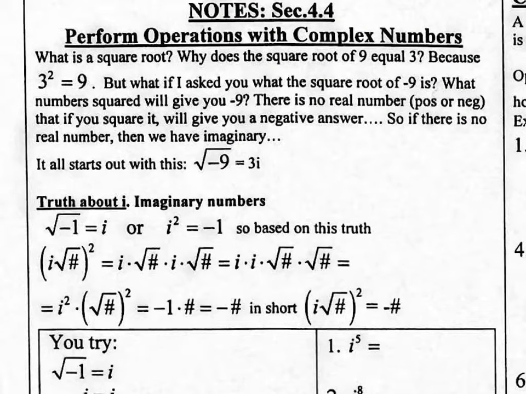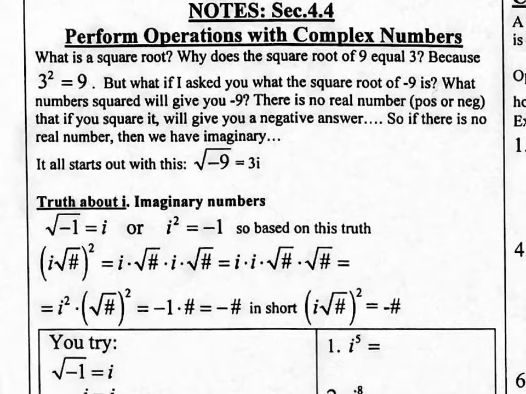So, section 4.4, this is the actual real part of 4.4. Everything that we did on the other side was just a review to better understand this next section. So right here it says that we're going to be performing operations with complex numbers. Before we even discuss what a complex number is, let's talk about square roots.